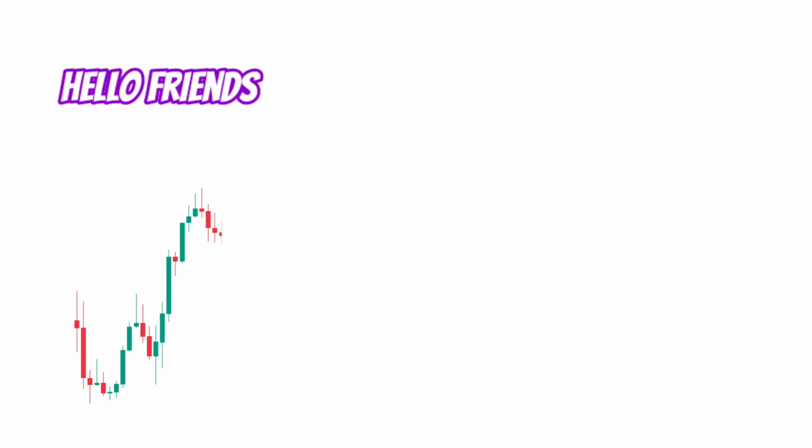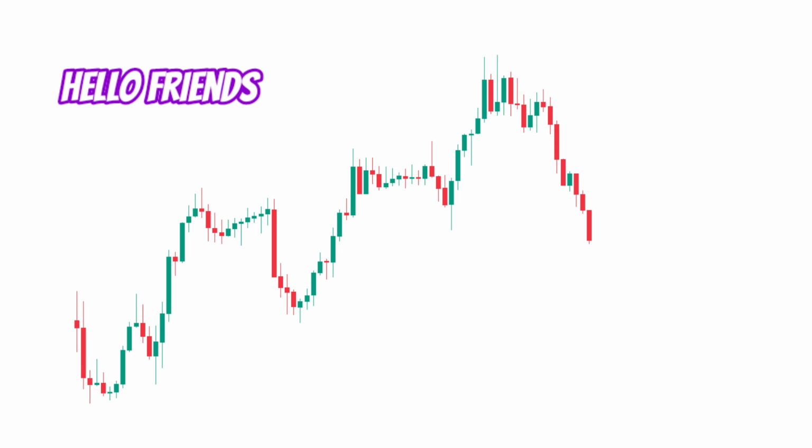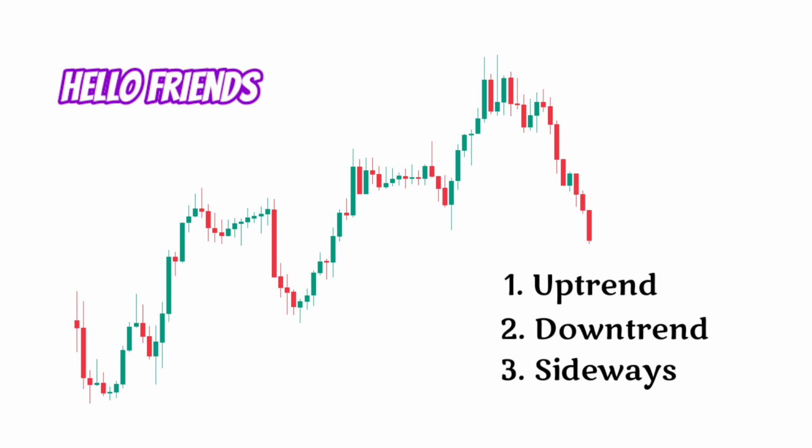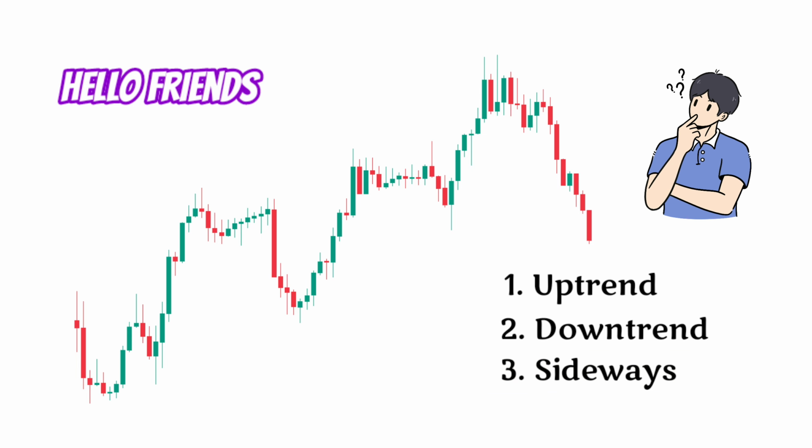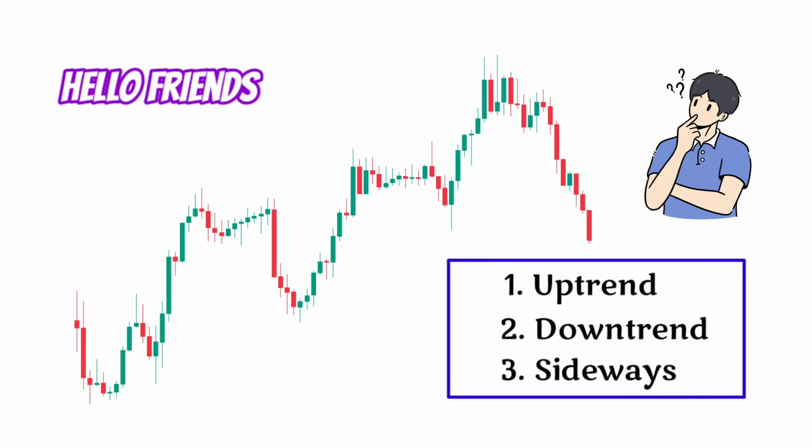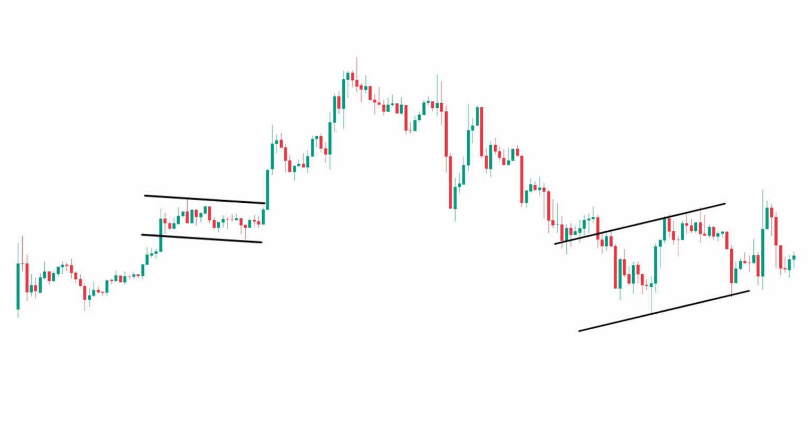Hello friends, you must already know about market trends. Generally, there are three types of trends: uptrend, downtrend, and sideways trend. But here comes an important question. Does the market always move according to these trends? The answer is no. Many times you will notice that the market moves in a different way.